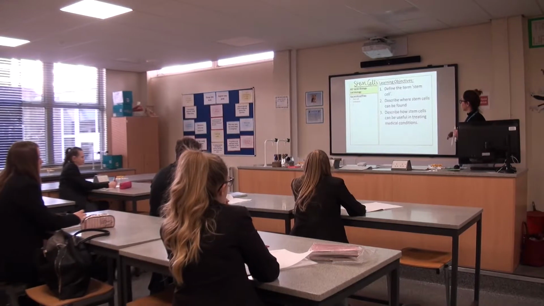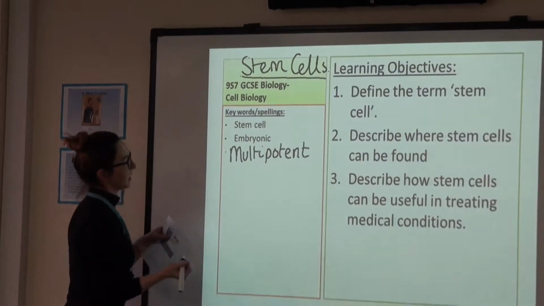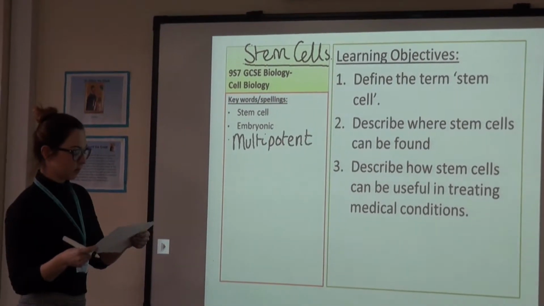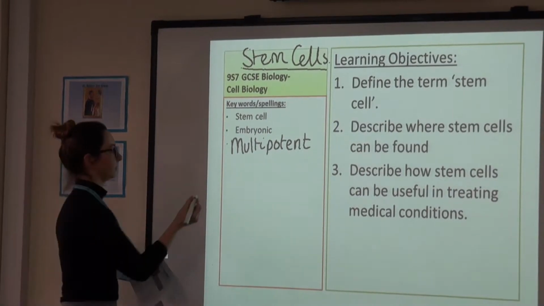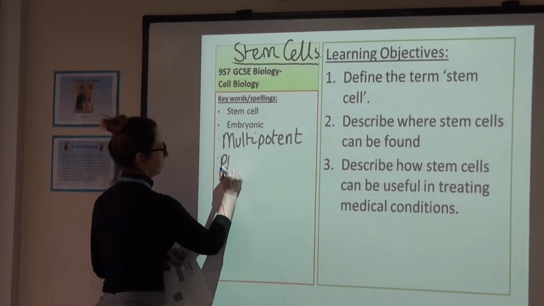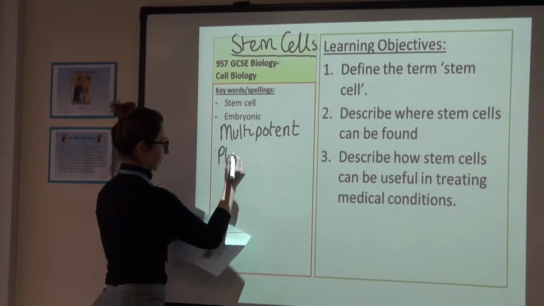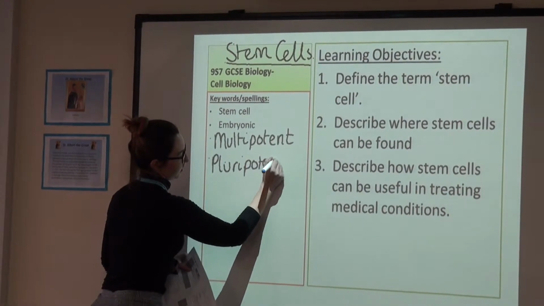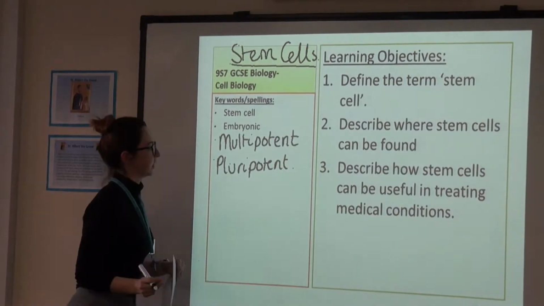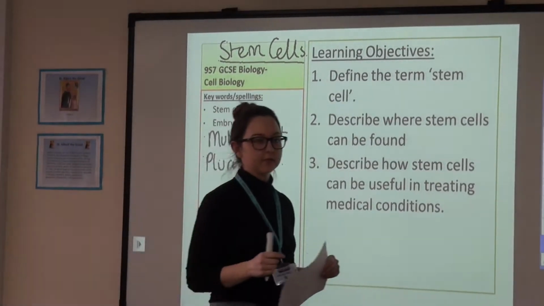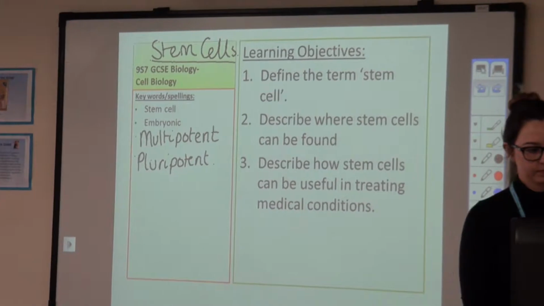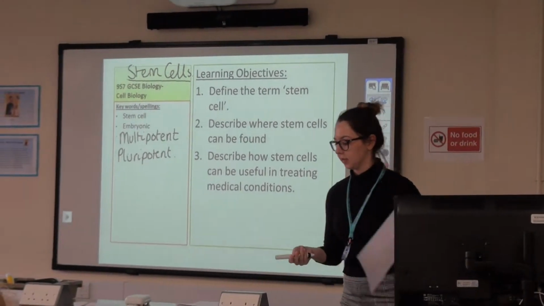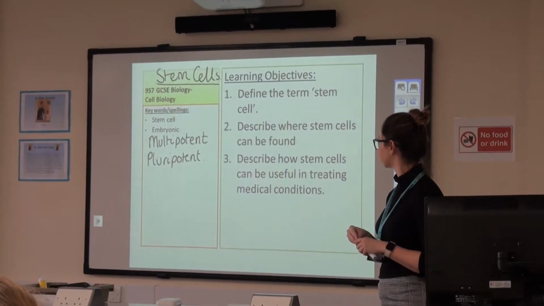Now I want you to pop down the keywords for me. Okay, so you've got stem cell, embryonic, multipotent, and pluripotent. So don't worry about what they mean just yet. Let's have a look at the spellings of them. As we use them through the lesson, you'll be able to recognise them.